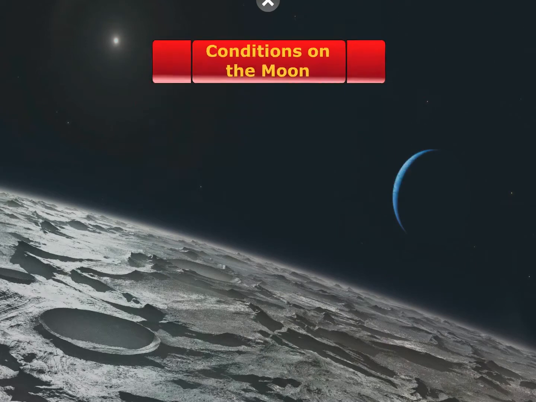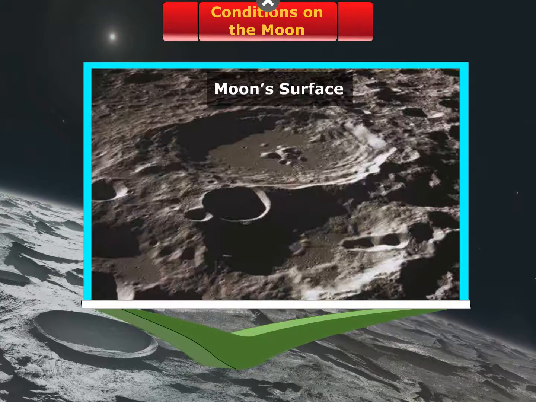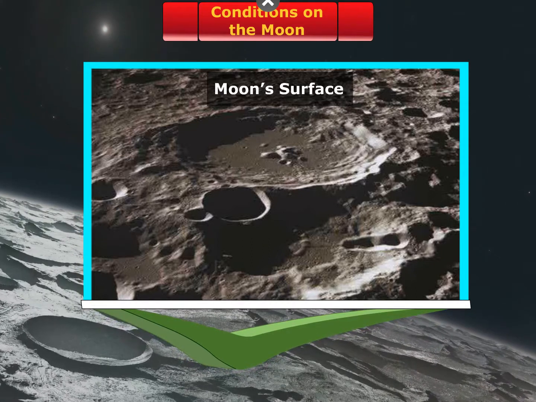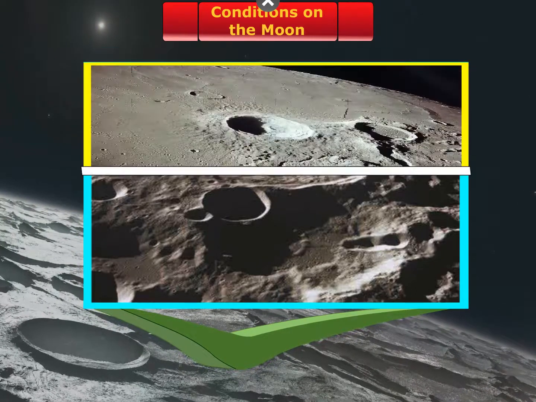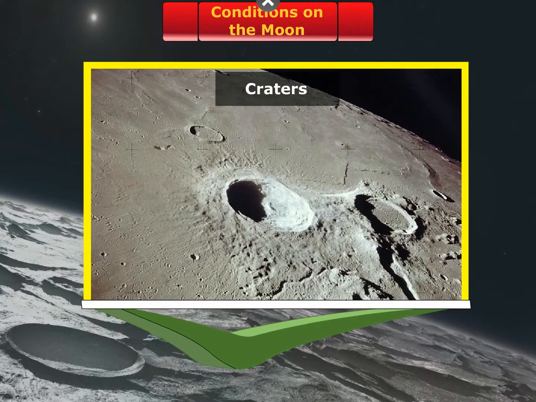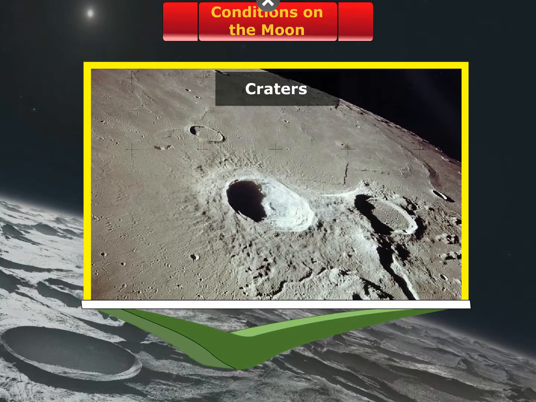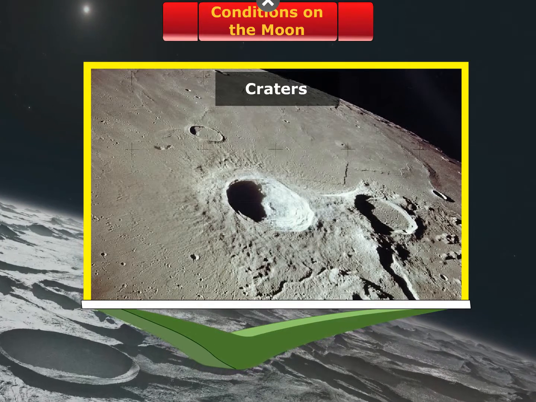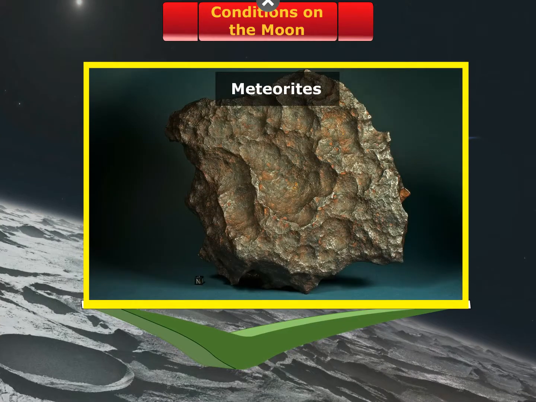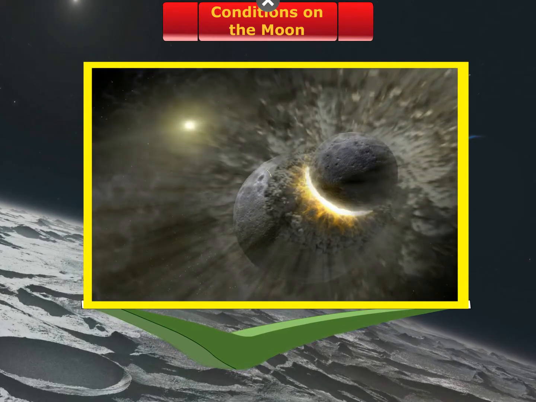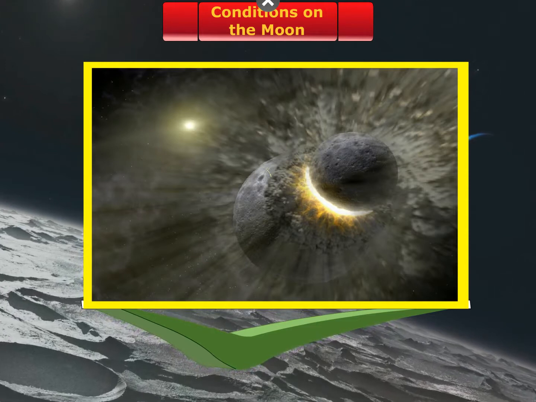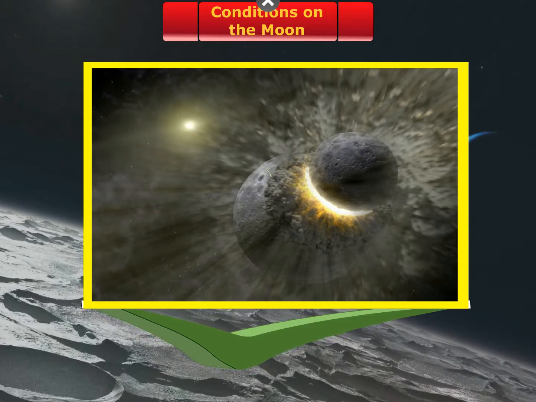Conditions on the moon. The moon's surface is rough and uneven. It has plains and even high mountains. All over the surface of the moon there are big, round, hollow structures called craters. These craters are formed when pieces of rocks called meteorites hit the surface of the moon from space. The black spots we see on the moon are the shadows of these craters.